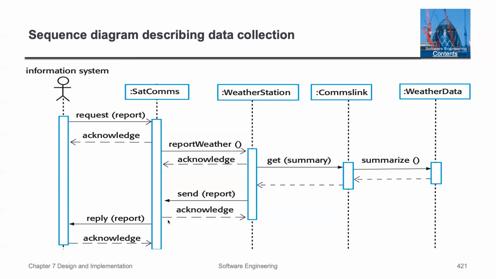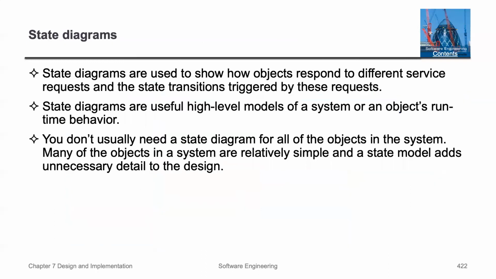It goes ahead and gets a summary, that the summary is generated. It then sends a report. The comm system acknowledges that it got that, and finally it replies that a report has been sent, and then it gets acknowledgement. So there's nice two-way handshakes between each of these data collection elements.